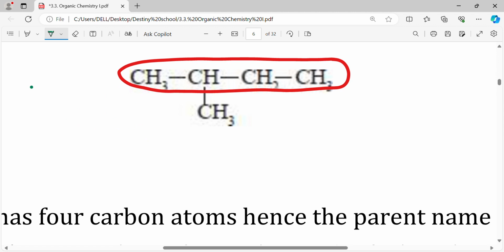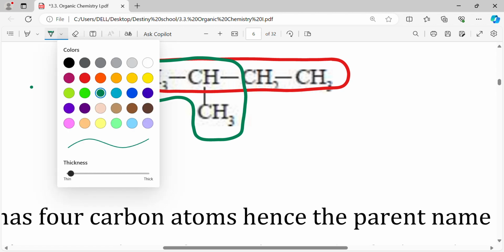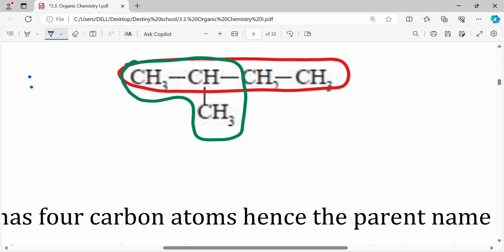Okay, let's also follow another route. Remember, they must be following each other. Okay, what if, let me use the green ink now. So let me follow this other one. These carbon atoms, you follow the carbon, not hydrogen. So what if we go this route, then we have that. So we can have that. So those carbon atoms, they are also following each other.